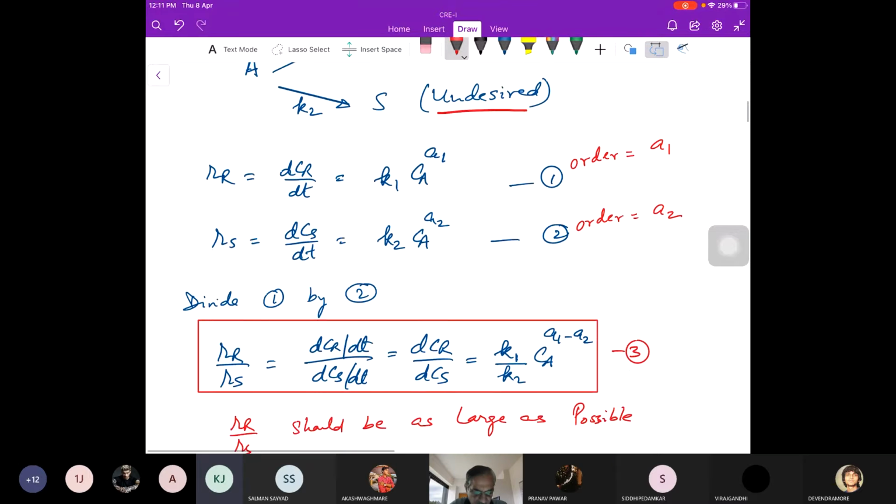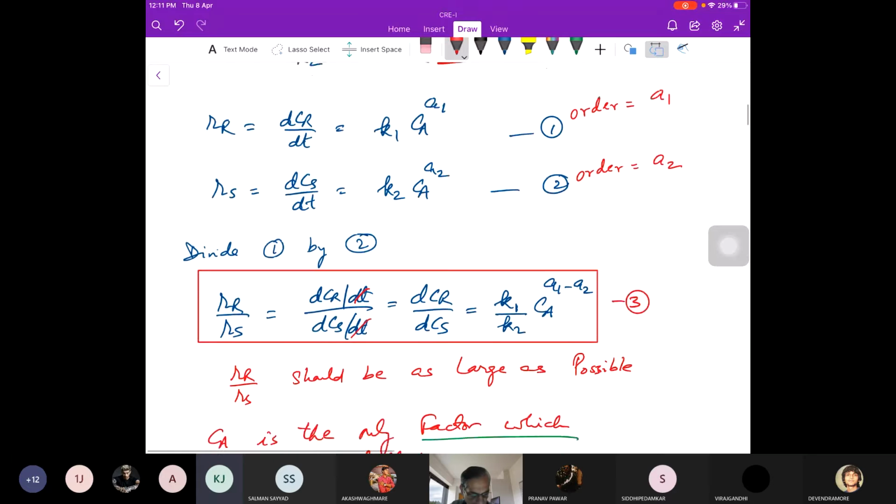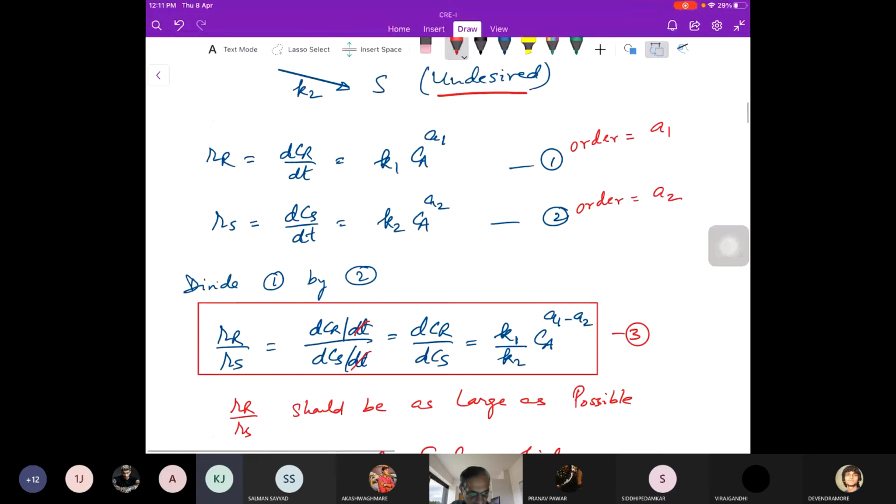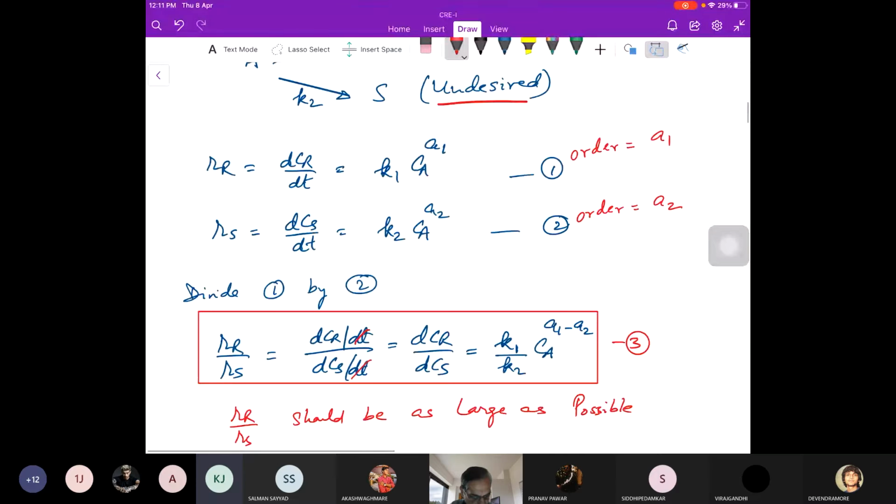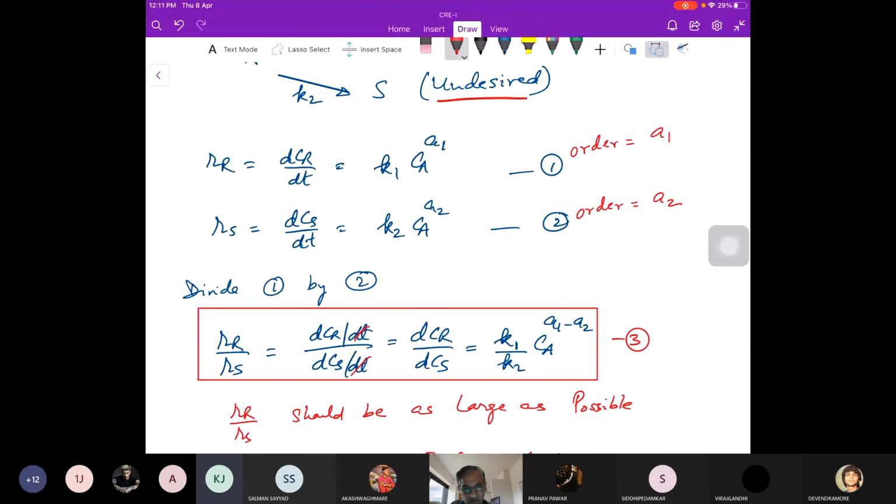Okay, so then you can divide equation 1 by equation 2, and what you get is RR upon RS, which is nothing but dCr by dt divided by dCs by dt, and this dt cancels out. So what you get is dCr by dCs is equal to K1 upon K2 into Ca raised to power of A1 minus A2. Okay, so if you want to maximize R, that is the desired product, this ratio of RR by RS should be as large as possible.